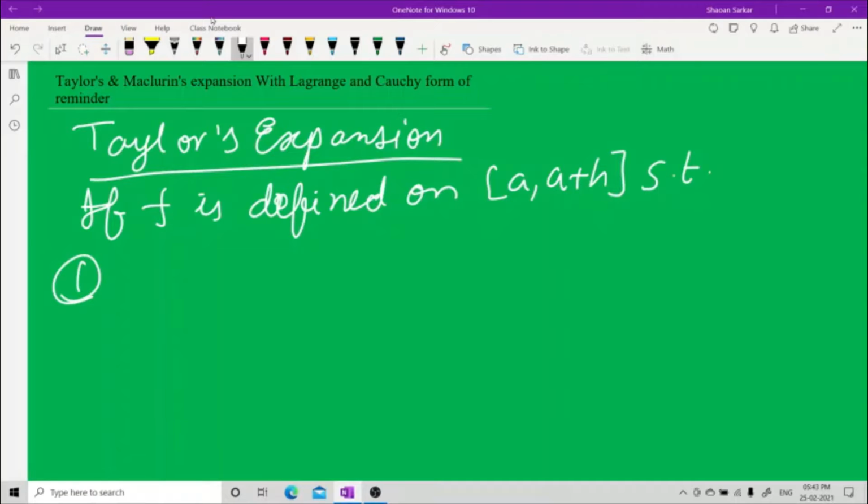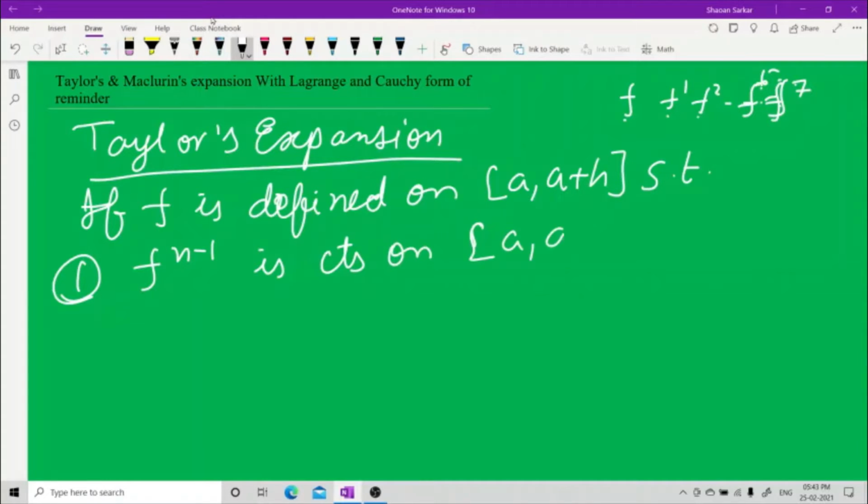Next is such that f, f(n minus 1) is the (n minus 1)th derivative at a. That means suppose f has 7 derivatives: f, f1, f2 and so forth. So I am talking about the sixth, that is 7 minus 1. This is your function f, first derivative, second derivative, sixth derivative and the seventh derivative. Suppose the sixth derivative, that is 7 minus 1, is continuous on [a, a plus h].